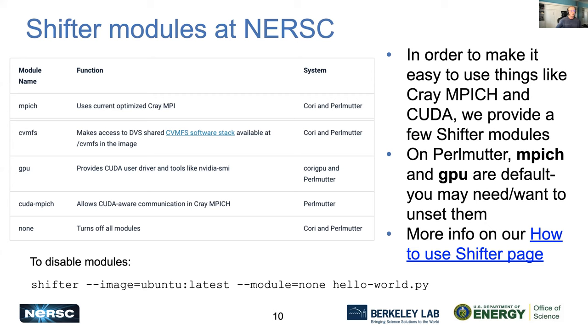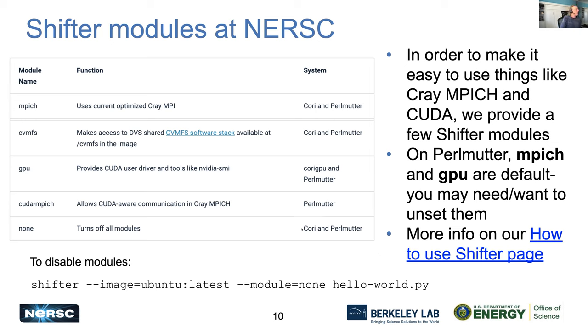And if you want to disable them, you totally can. You just need to do module equals none. So that will turn them all off. If for some reason you wanted, say, only GPU, you could do a --module=gpu. So if you want to learn more about our modules and what they're doing, you can visit our docs.